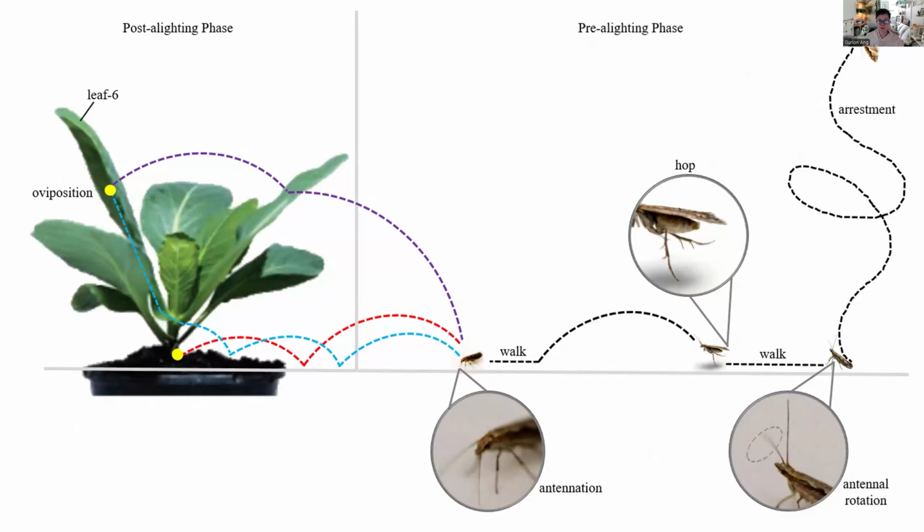Then another measurable behavior is really cute with diamondback moth. They never really concurrently rotate their antennae.